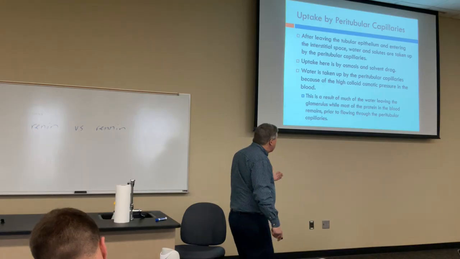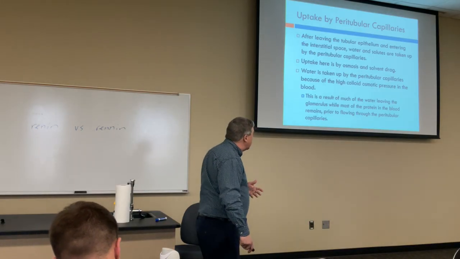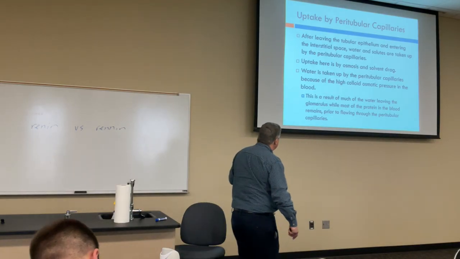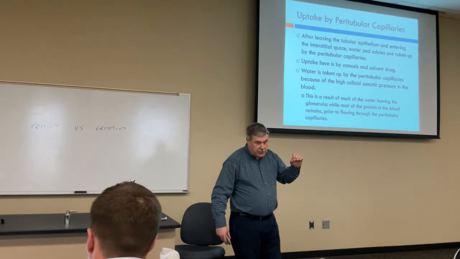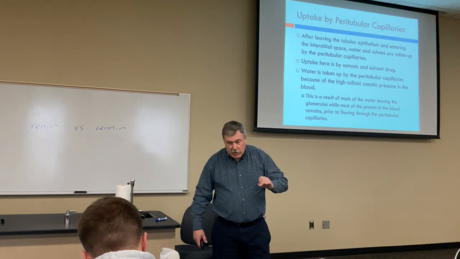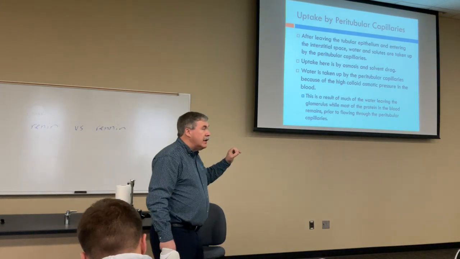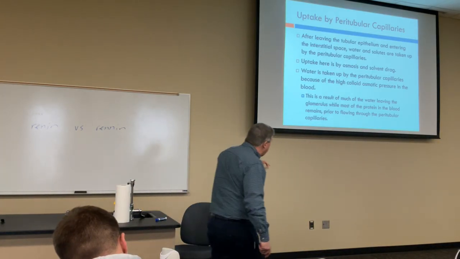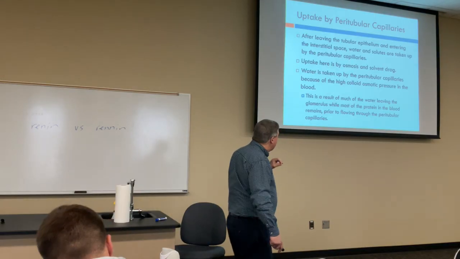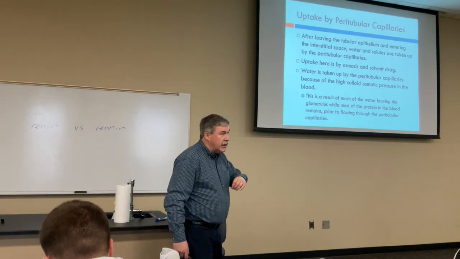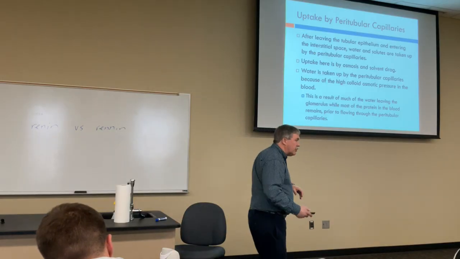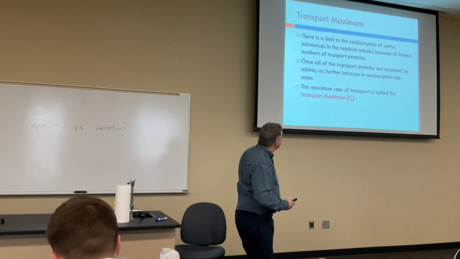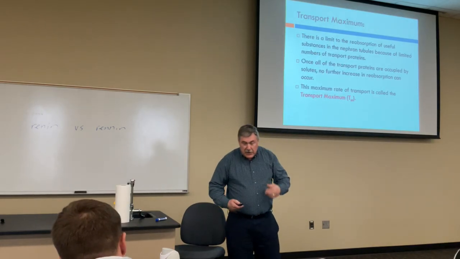So the net result then is much of the water leaving the glomerulus. Well, the reason that the blood in the peritubular capillaries has a higher osmolarity is because it's lost most of its water in the filtration that's gone through the glomerulus, while most of the protein in the blood remains in there prior to flowing into the peritubular capillaries. So it has a higher osmolarity because it's lost water through filtration. All right.